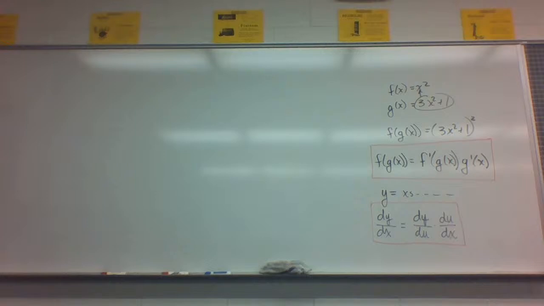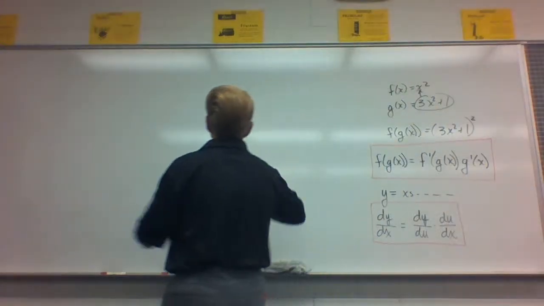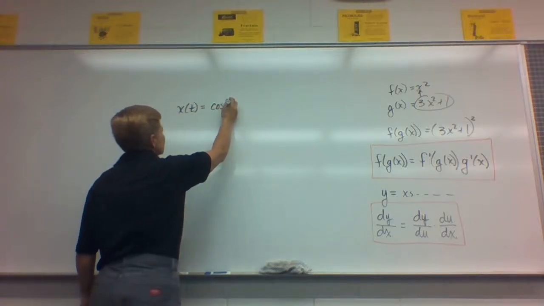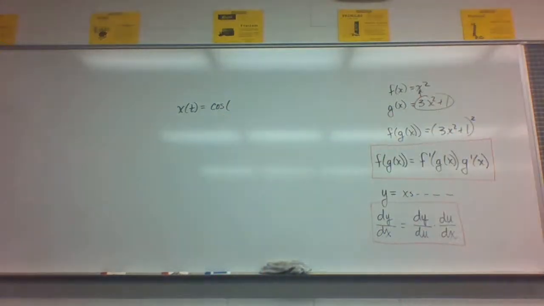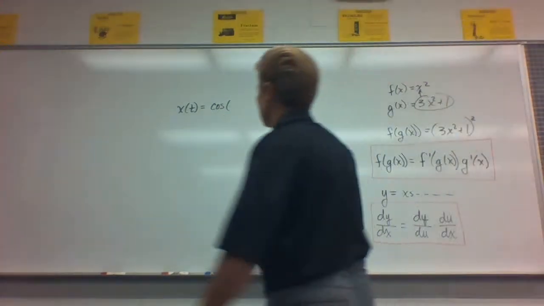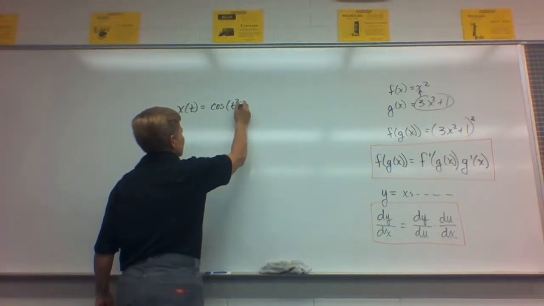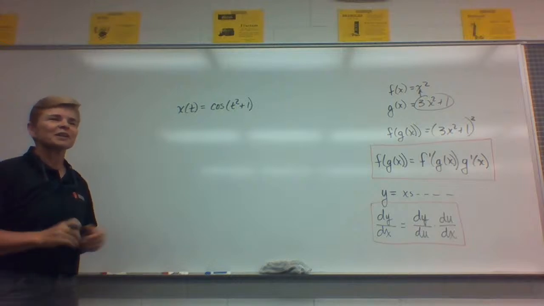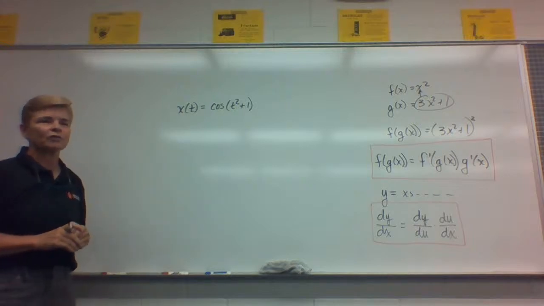Okay, so let's take a look at example 3. An object moves along the x-axis so that the position at any time t greater than or equal to 0 is given by cosine of t squared plus 1. And notice what they do here. They call this x of t. Why would they do that? Well, that's why the t is there. But why do they call it x of t? Because it's moving on the x-axis. It's position on the x, so that's why they refer to x.